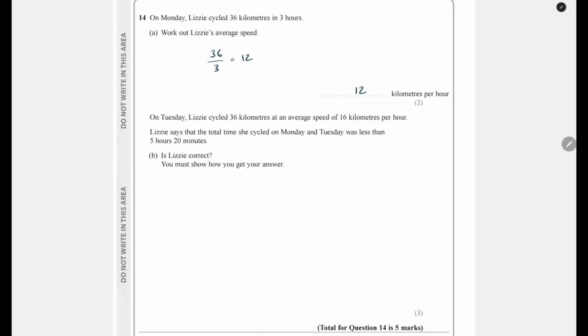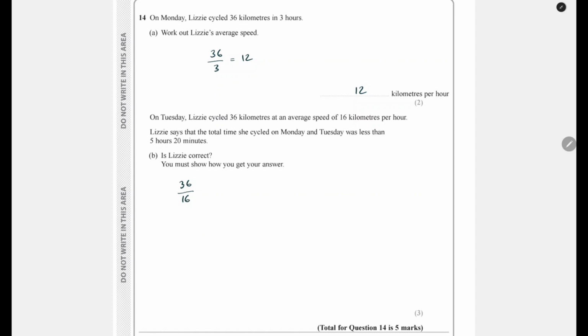Part B says, on Tuesday, Lizzie cycled 36 kilometers at an average speed of 16 kilometers per hour. Lizzie says that the total time she cycled on Monday and Tuesday was less than 5 hours and 20 minutes. Is Lizzie correct? You must show how you get your answer. So we know that she cycled 36 kilometers, and she cycled that at 16 kilometers per hour.